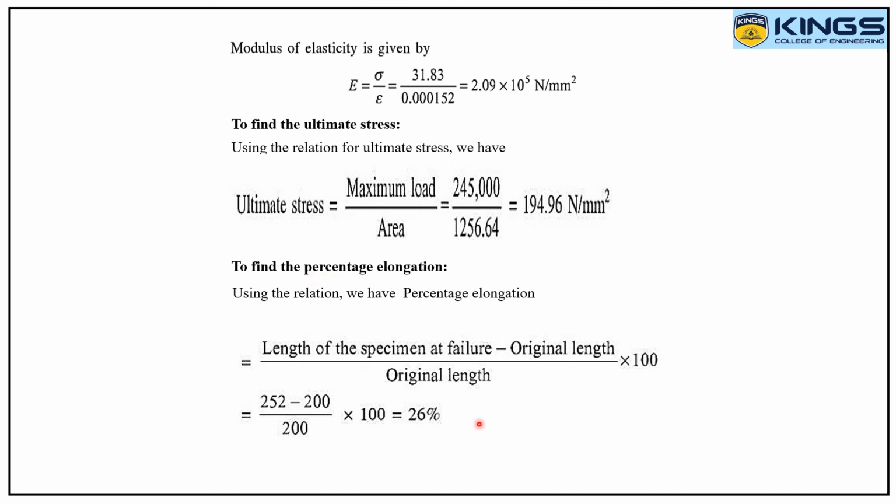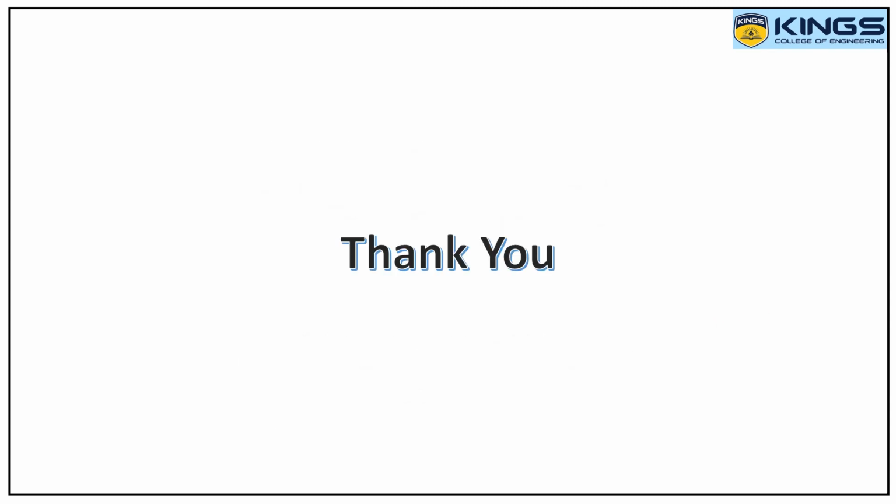So from this problem we found all the parameters like stress, strain, modulus of elasticity, ultimate stress, and percentage of elongation. I think 5 to 6 parameters have been taken care of in this single problem. I think you are getting somewhat of an idea about stress, strain and deformation in solids. We will see further topics in strength of materials in the consecutive videos. Thank you.